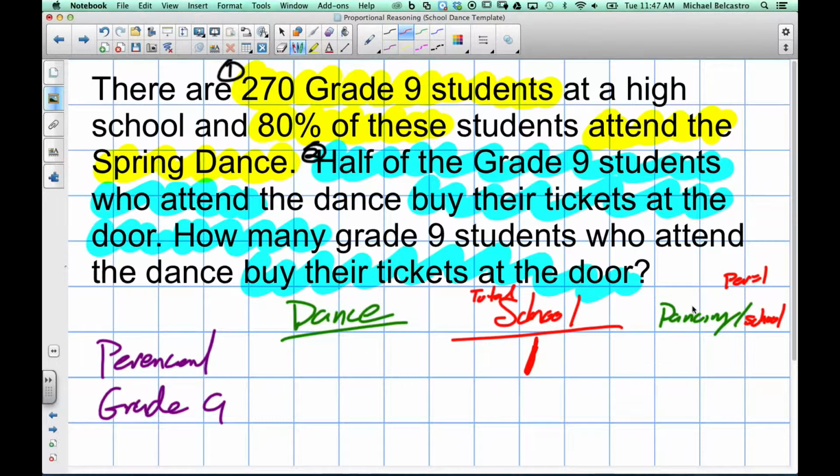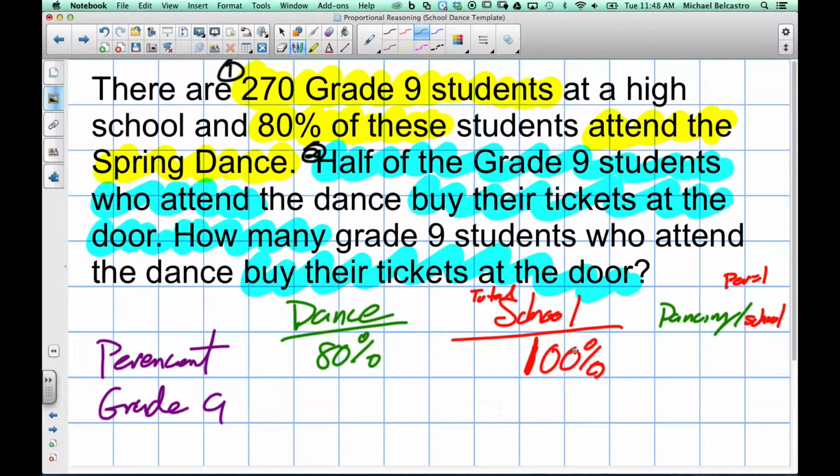Well, they've actually already told us our percent rate of dancing kids. Think of 1 as a percentage. If it was to be a percentage, actually, 1 would be the equivalent of 100. And same with our percentage of kids dancing. Well, there are 80% of the kids dancing at the school.